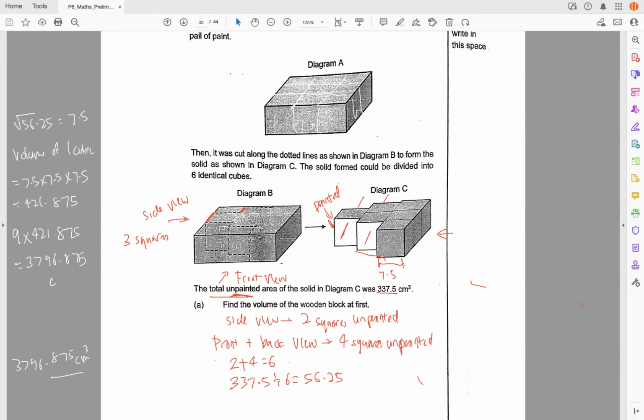Now let's look at part B. Any question so far? If the question never asks you to simplify to 2 decimal place, leave your answer as 3 decimal, whatever it is.